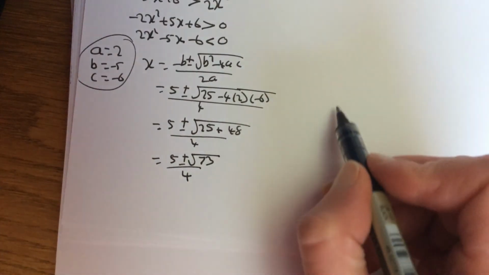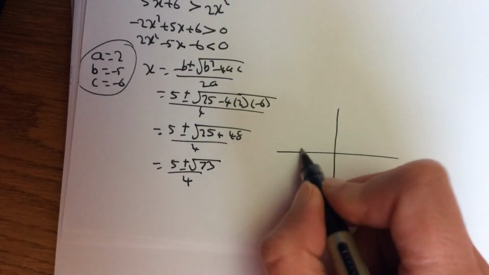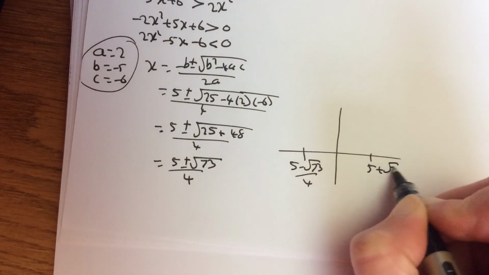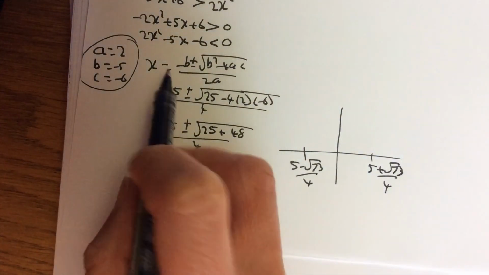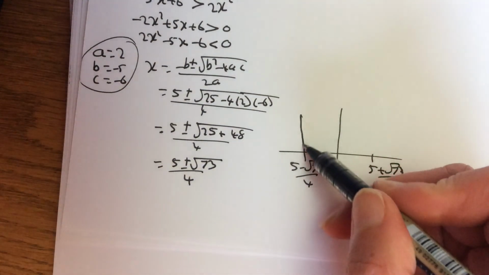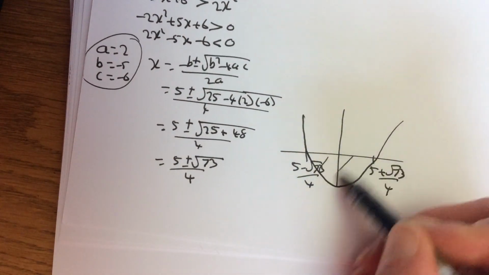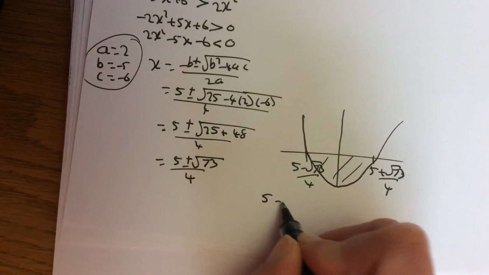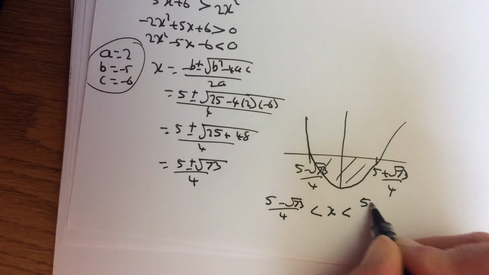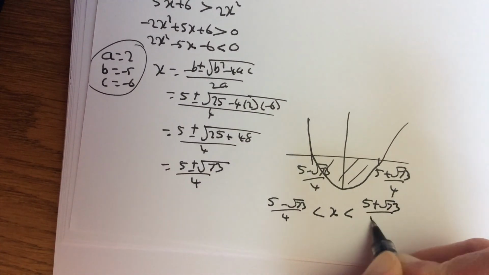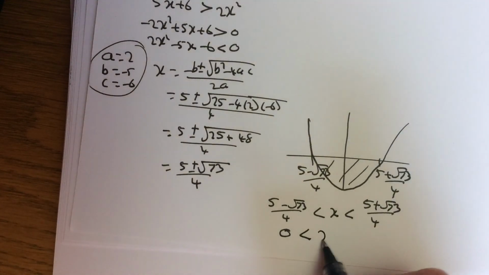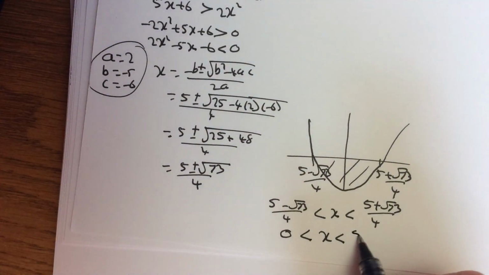So that's your critical value. So when you draw this out, 5 minus root 73 over 4, 5 plus root 73 over 4. And yours is a positive curve, and I want 100. So positive curve, and I want 100. So your region is between these two values. But remember what x is. x is the length of the garage door. You can't have a negative length. So your final answer, x has to be above 0.